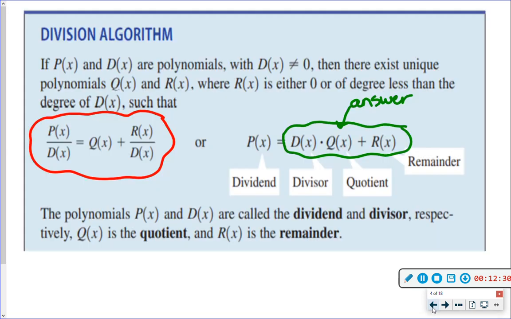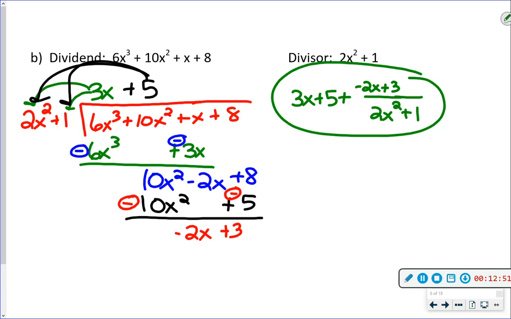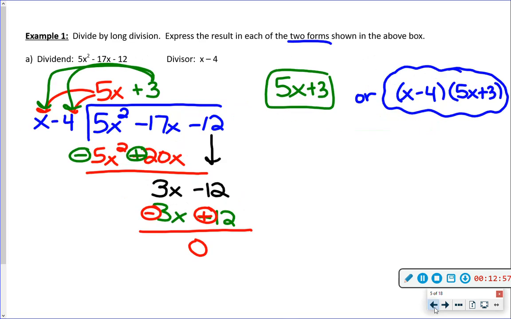I'm going to do our most common way. I'm going to put my answer plus the remainder over the divisor. Let's do that. So my answer was 3x plus 5 plus my remainder, negative 2x minus 3, over my divisor. So this is the most common. This is what you'll be doing majority of the time. Okay, I'm going to click it back just to show you again.